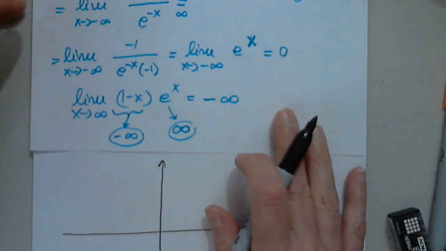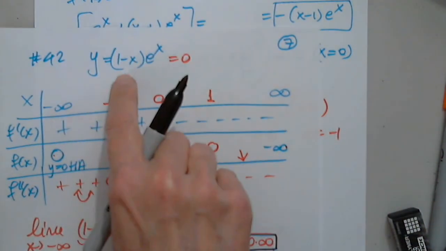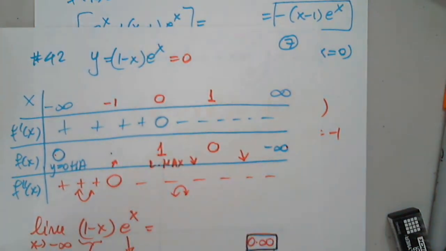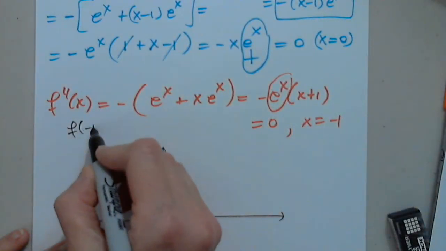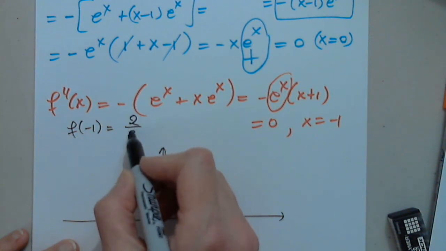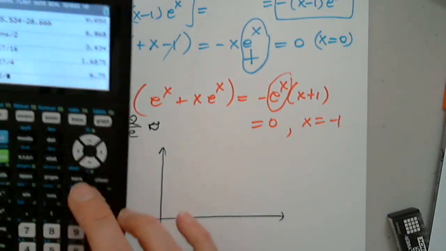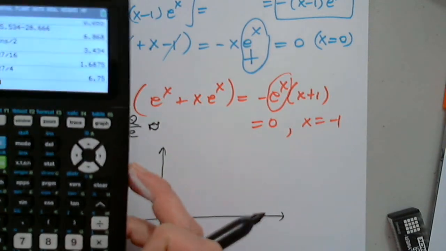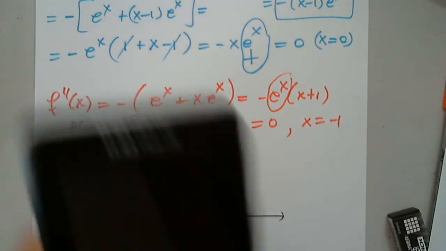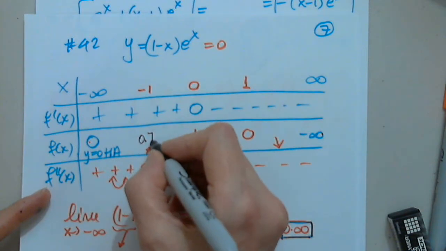No asymptotes, no problems. Okay, I plot the points first. I need a number here. So this is 2 over e to the x. So f of negative 1 is 2 over e. I need to approximate that. So how much is 2 divided by e? 0.7. Without this number, I cannot plot. Okay.